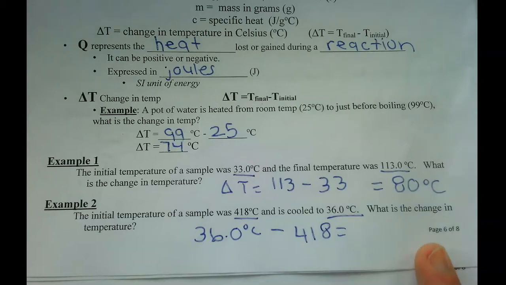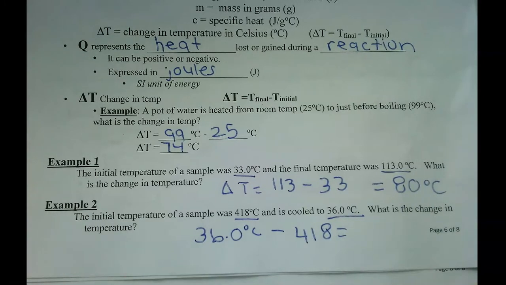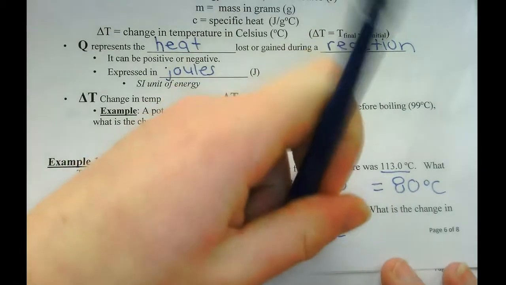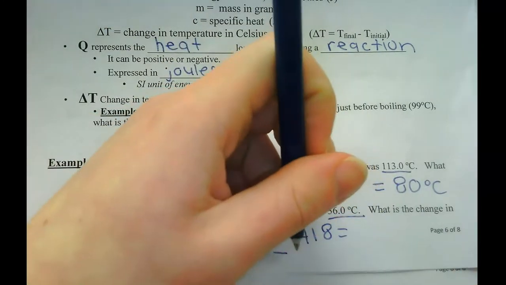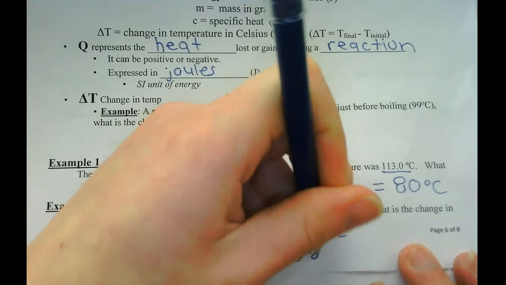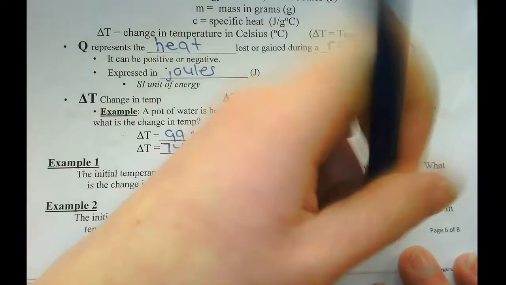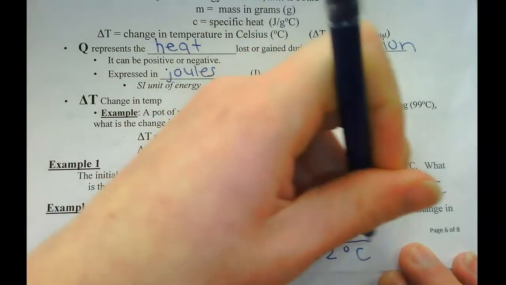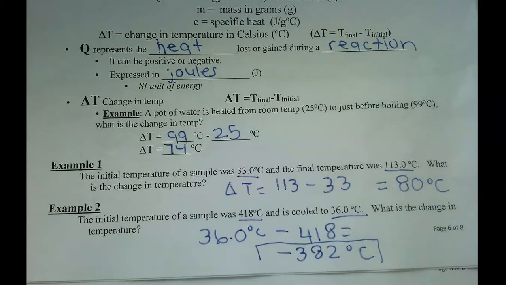What is the change? So we're going to say 36 minus 418. So our change is negative 382 degrees Celsius. It's okay if you have negative values for this. Sometimes temperatures change, not always by going up. They can go down too.